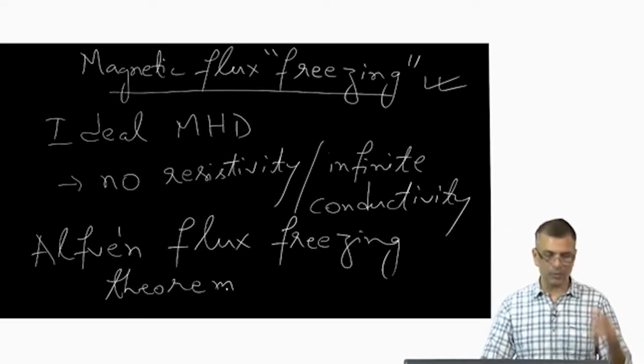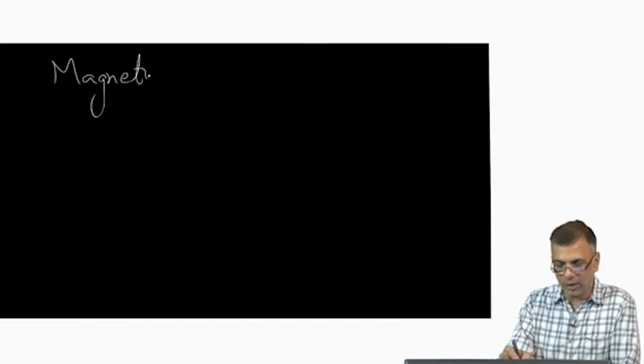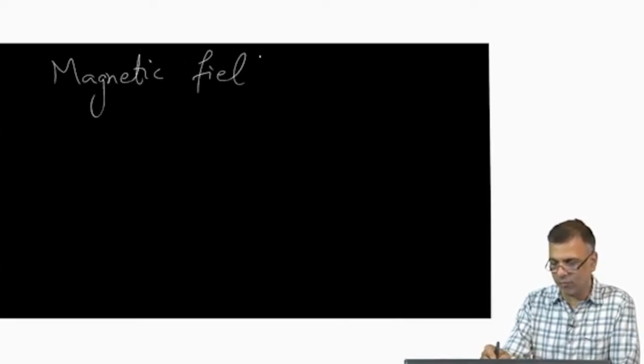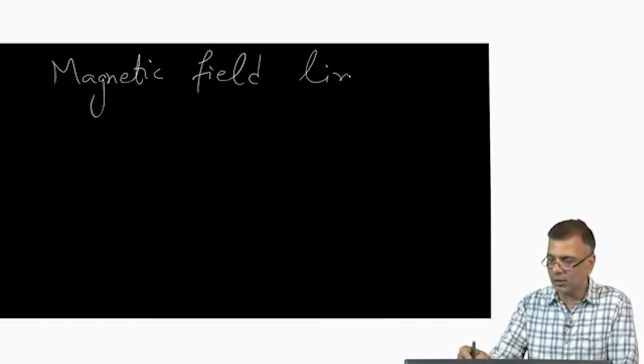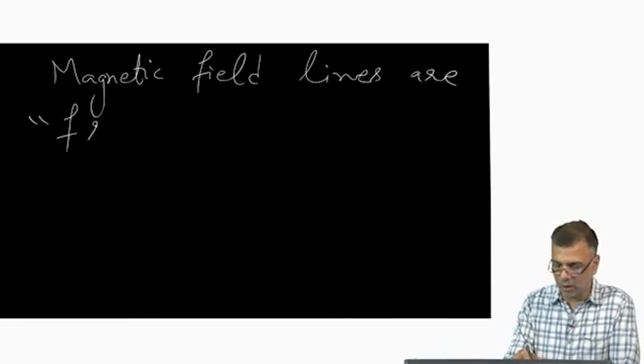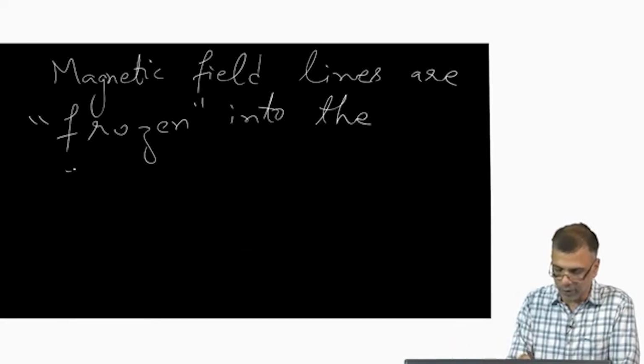Before going into the detailed discussion of that, we should tell you what it really means in practical terms. What it means is that magnetic field lines in ideal MHD, as in if the ideal MHD conditions are satisfied, the magnetic field lines are frozen into the flow, frozen into the fluid flow.